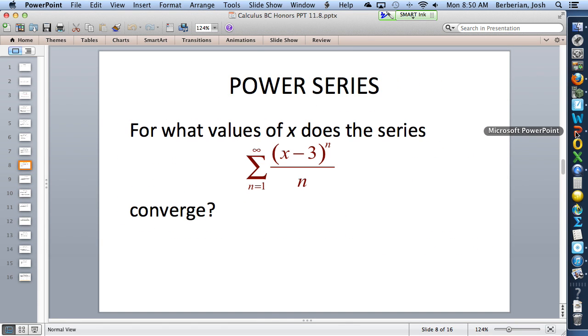Okay. So I'm going to take a look at this power series. Do me a favor. Spend the next 2 minutes. Use the ratio test to tell me for what values of x does this series converge. And then we'll talk a little about endpoints. And this is why the ratio test is such a great test.